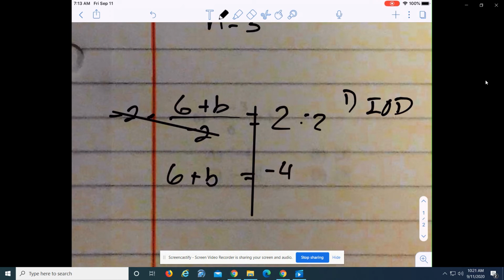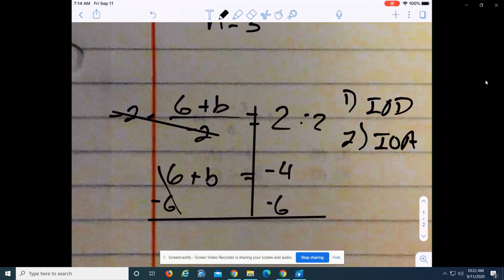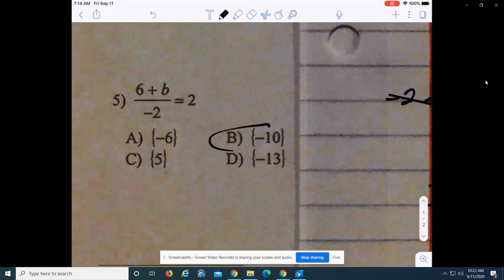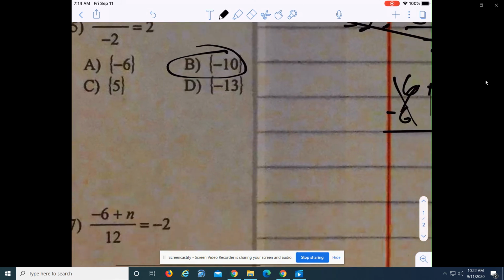Again, you can use Desmos. My second step is to do the inverse of addition. And the reason it's inverse of addition is because it's positive 6. If it was negative 6, we'd do the inverse of subtraction. So minus 6 on both sides. The 6's cancel. b drops down. It's equal to negative 4 minus 6 is negative 10. Go back to my paper. I find that b is negative 10.